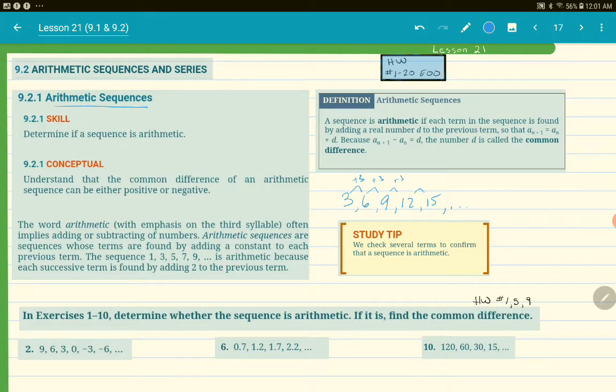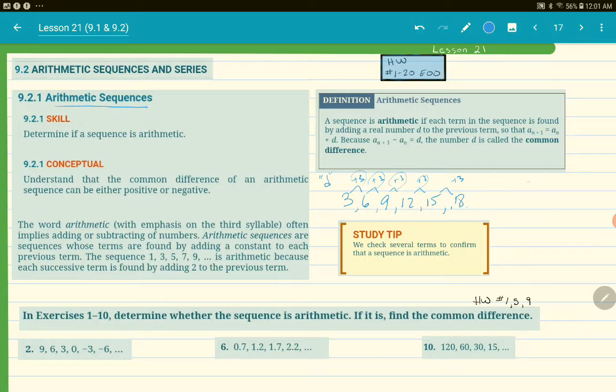So if you start with any number and then to get to the next number you just add the same number again every time, that is an arithmetic sequence. It's also possible to have it be that difference of 3 between each term. That's called your difference, the common difference, which we call D. And it's also possible for D to be negative.